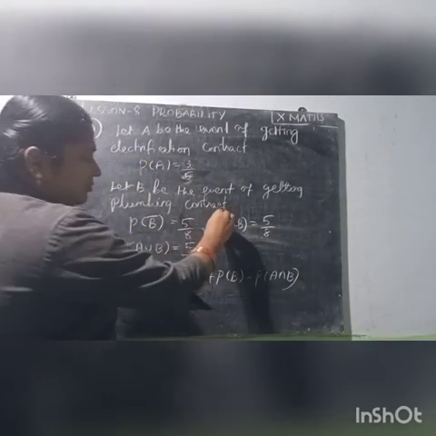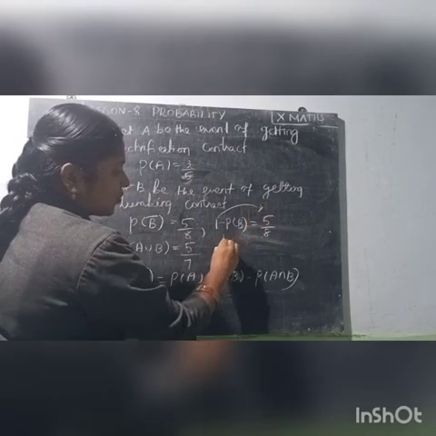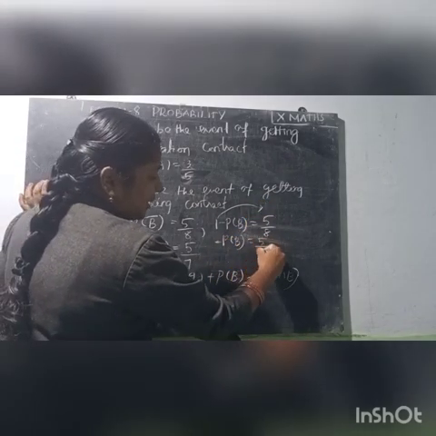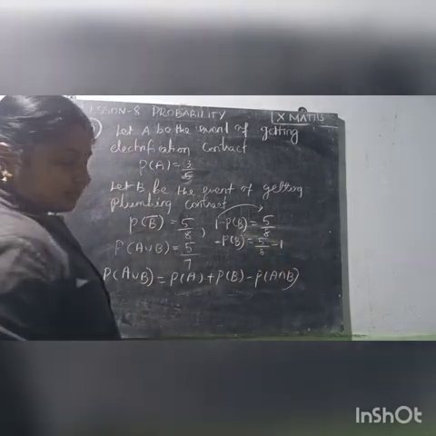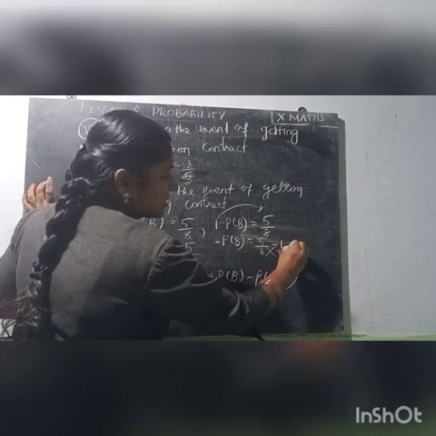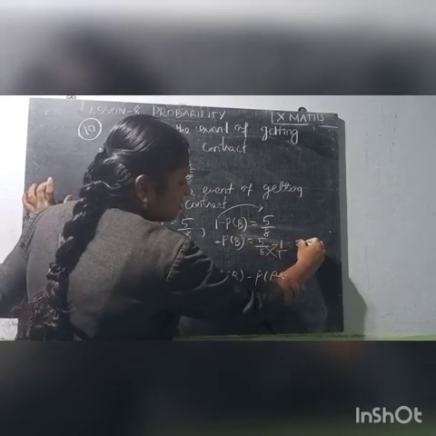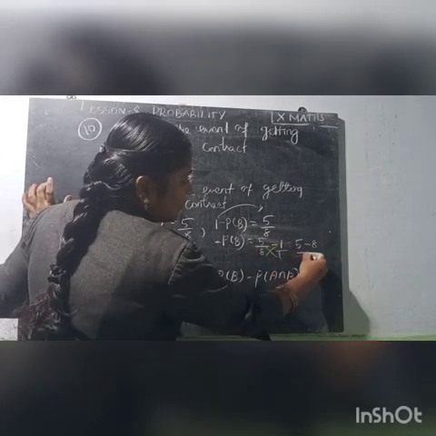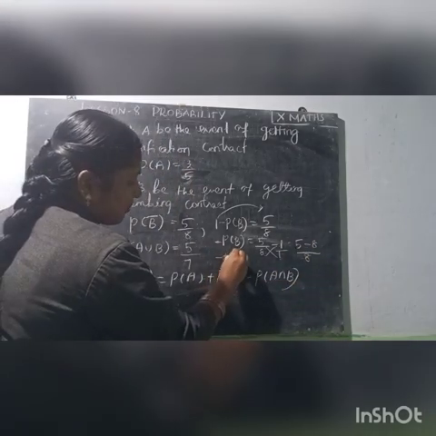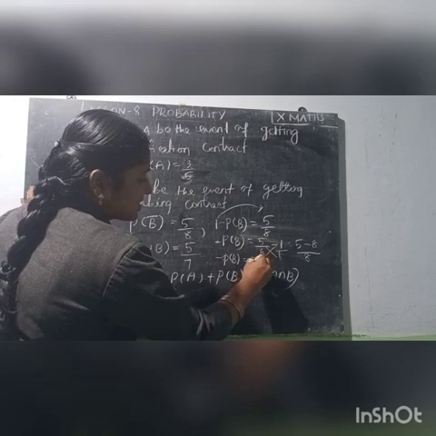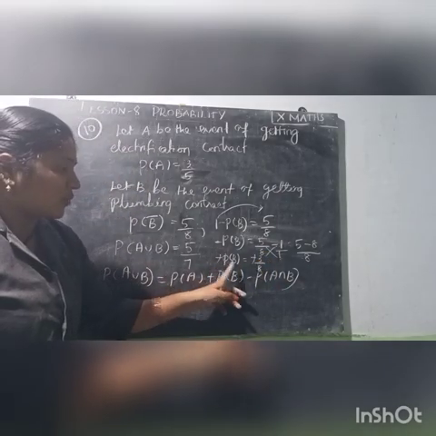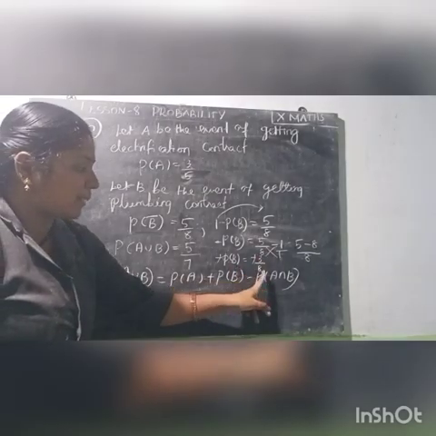Now bring this one this side. So we will get minus P of B equal to 5 by 8 minus 1. Now you want to take cross multiply. So 5 ones are 5, 8 ones are 8, 8 ones are 8. 5 minus 8 value is minus 3. So minus P of B equal to minus 3 by 8. So minus minus cancel. So now we got P of B value, that is 3 by 8.